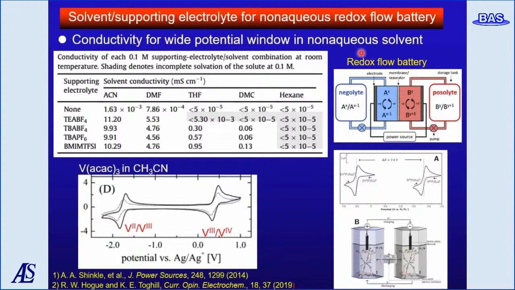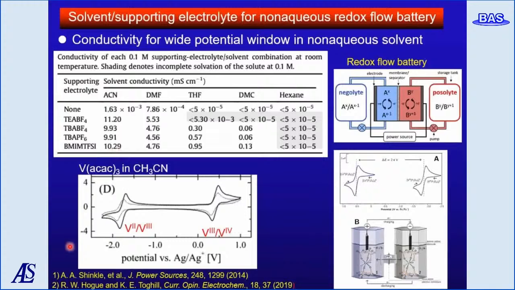Here the ionic conductivity of the solvent and supporting electrolyte combinations are listed. As expected, acetonitrile and 1-butyl-3-methylimidazolium, in the supporting electrolyte bis(trifluoromethanesulfonyl)amide, is a good choice. The vanadium tris-acetylacetonate is shown here.